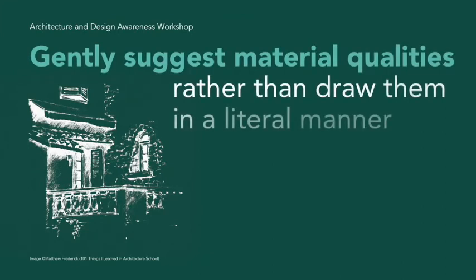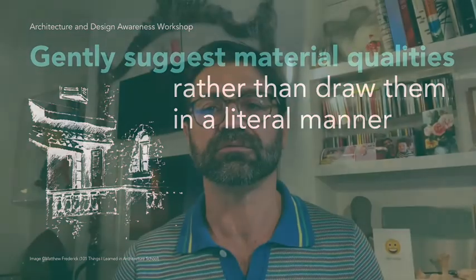Gently suggest material qualities rather than draw the materials in a literal manner. Architectural drawings, whether drawn by hand or computer generated, will tend to look like cartoons if you draw the materials literally as they are, both in terms of color as well as the shape of the material. I recommend you suggest the color of the materials in your drawing and tone them down rather than replicate them as they are.